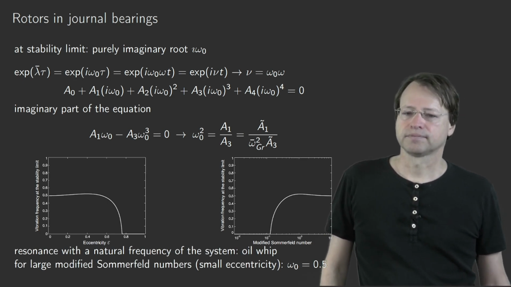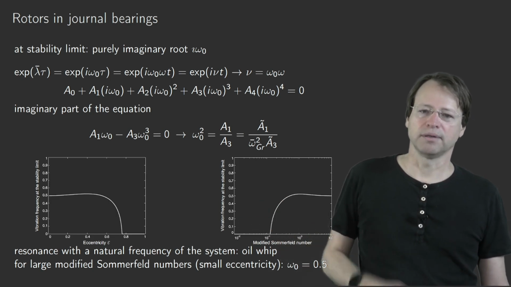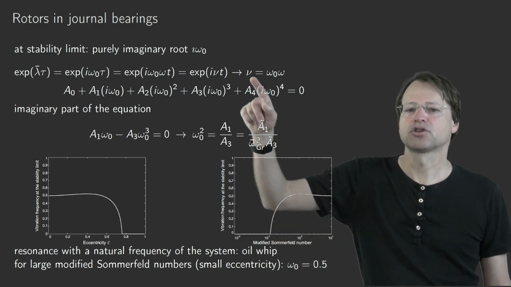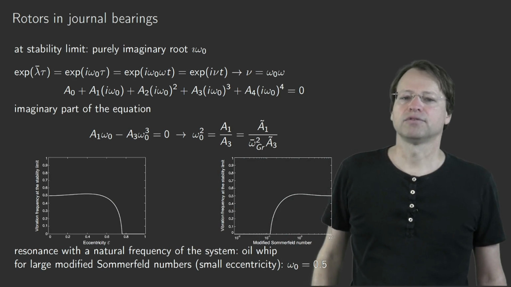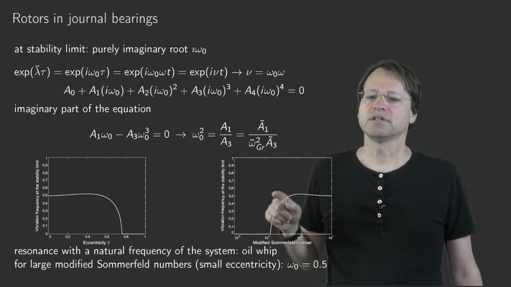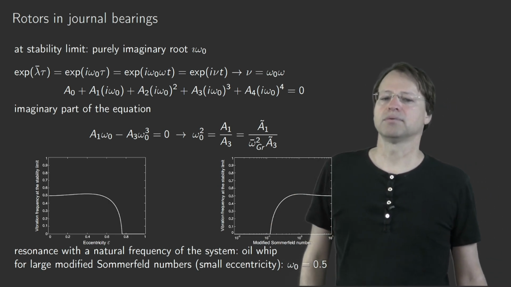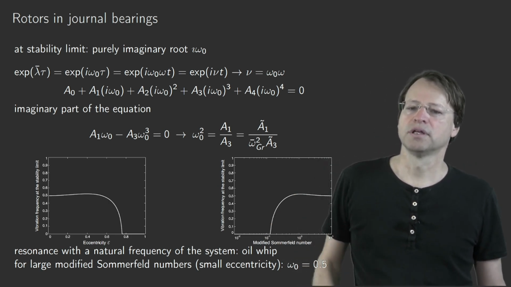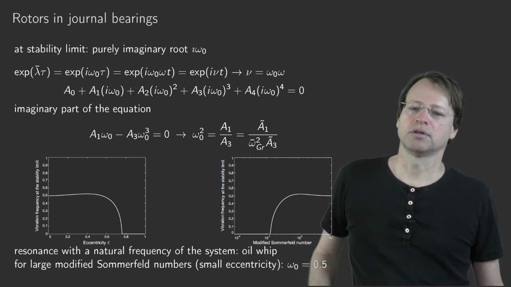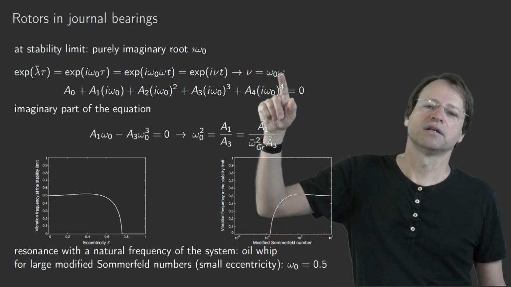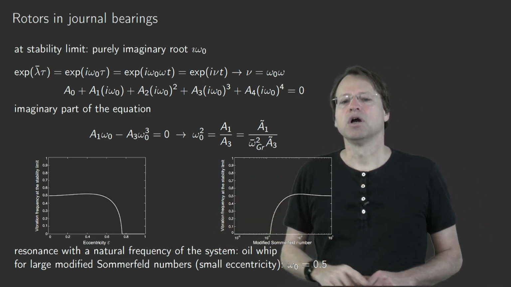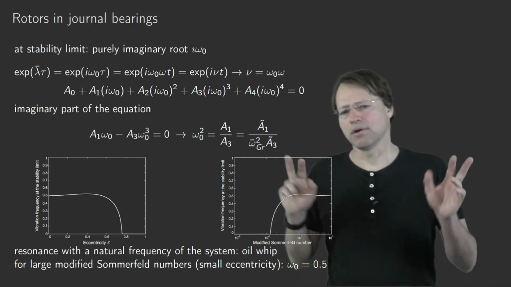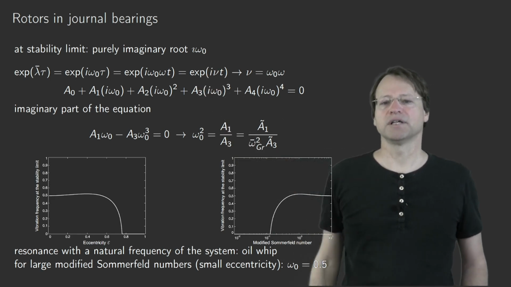So we see that there could be, just one remark, there could be resonance with that natural frequency nu. So for example, in that regime here with half of the rotational speed. And if this is the case, then we talk about oil whip, or we call that phenomenon oil whip, and this has to be avoided. And for a large modified Sommerfeld number or small eccentricity, you saw that this frequency ratio is equal to 0.5. So you have to multiply the rotational speed of the rotor by 0.5 to arrive at the natural frequency of these undamped vibrations, theoretically undamped vibrations, because we have a purely imaginary root here.